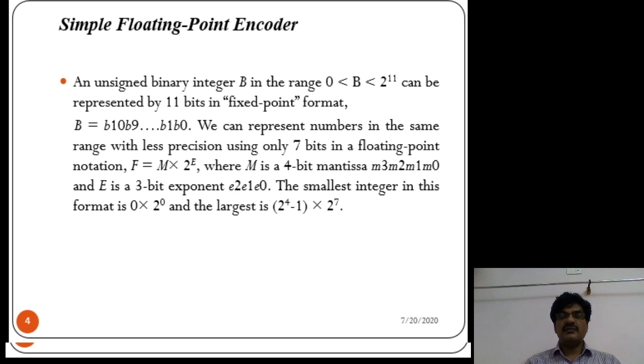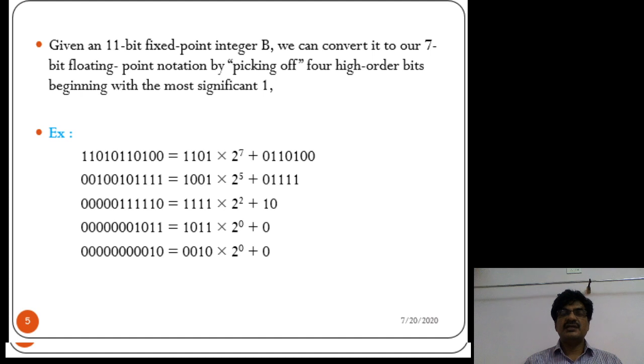In this example, we are converting 11-bit fixed point notation into 7-bit floating point notation. In floating point notation, the number is represented in the form of m into 2 power e, where m represents the mantissa consisting of 4 bits, whereas e is the exponent consisting of 3 bits. So totally 7 bits. This is the notation for a floating point number. An 11-bit number is converted into 7 bits.